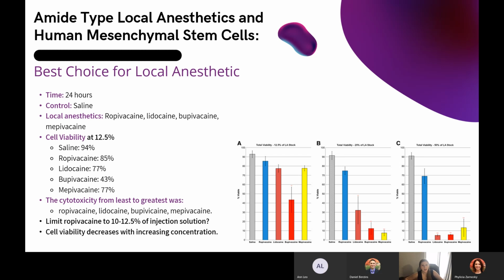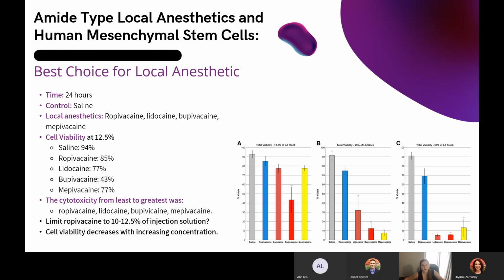So now we can look after a longer period of time, after 24 hours of exposure, and the viability of the cells was assessed. At 12.5% stock solution concentration, the cell viability for saline was about 94%. Ropivacaine was 85%, lidocaine was 77%, bupivacaine was 43%, and mepivacaine was 77%. The cytotoxicity overall from least to greatest was ropivacaine, lidocaine, mepivacaine, and then bupivacaine.